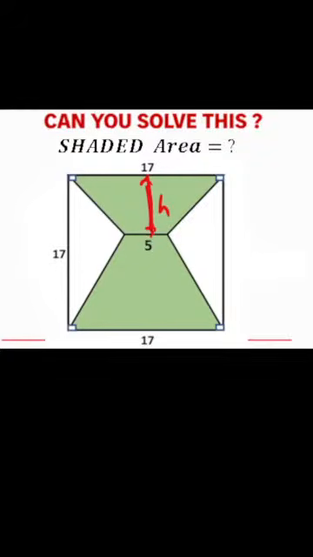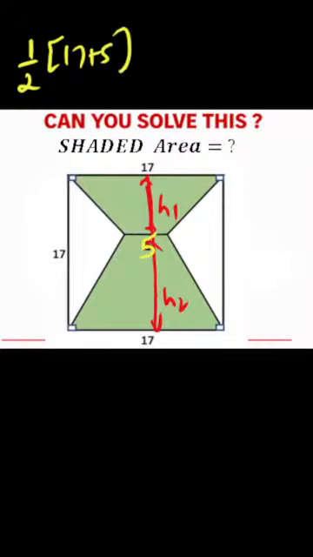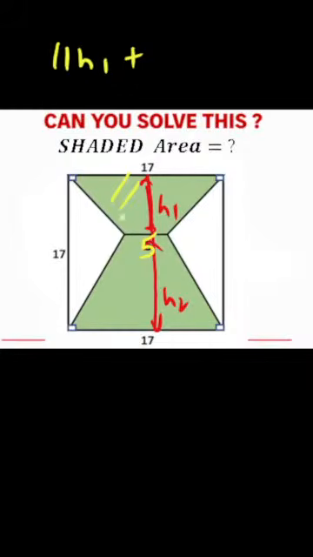Let's say this is h1 and this is h2. Solve for the area of the trapezoid. This is 5. Use the formula for the area of the trapezoid. For both the trapezoids, the area is going to be half into (17 plus 5) into h1, and for the second one it's going to be half into (17 plus 5) h2. So it's going to be 11 h1 plus 11 h2. For the smaller one it is 11 h1. For the longer one it's 11 h2.